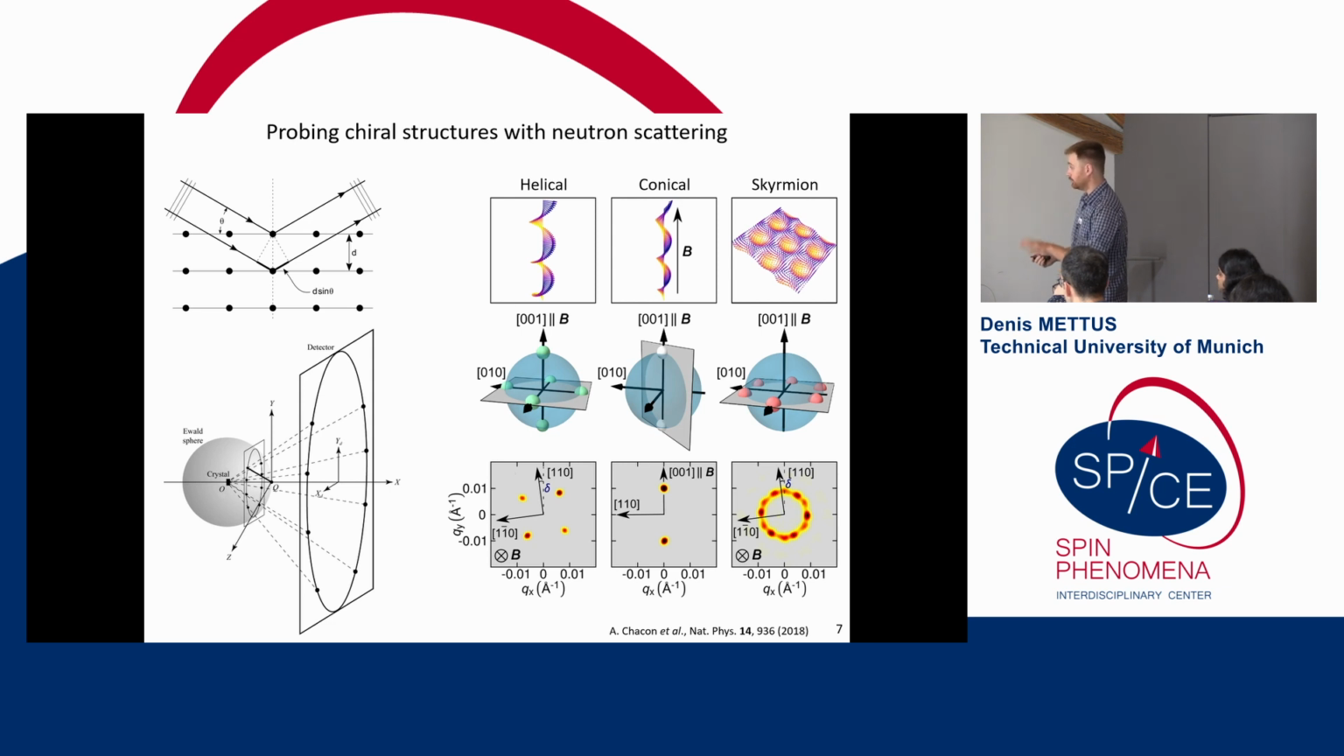And then when you do that, let's say this is the original neutron momentum vector. The distance from the end of the vector to the points of the reciprocal lattice will give you the momentum transfer vector.